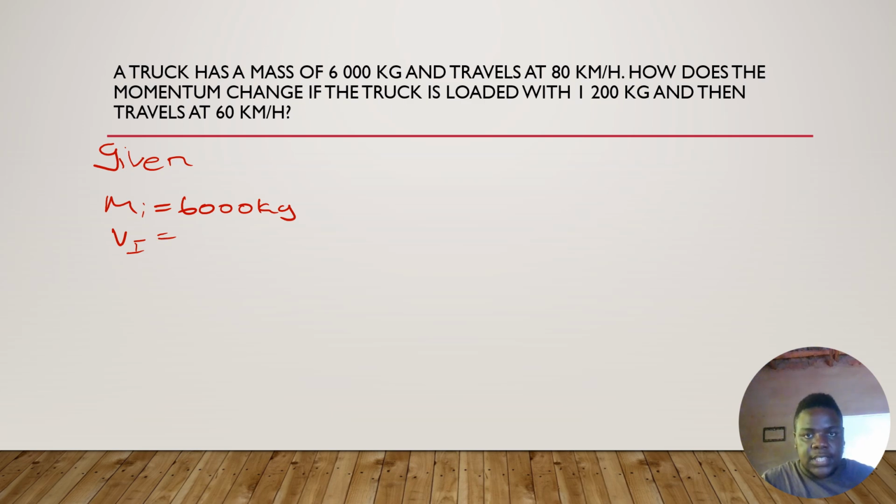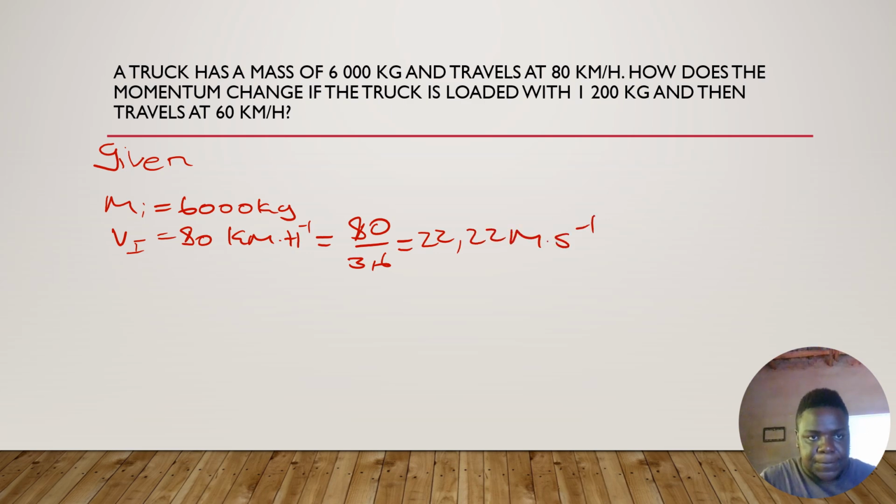is equal to what? Our initial velocity is given as 80 kilometer per hour, which means this one we have to convert to meters per second, which is 80 divided by 3.6. Now, don't have pride, press the calculator and get your answer. This one is going to give you 22.22 meter per second.